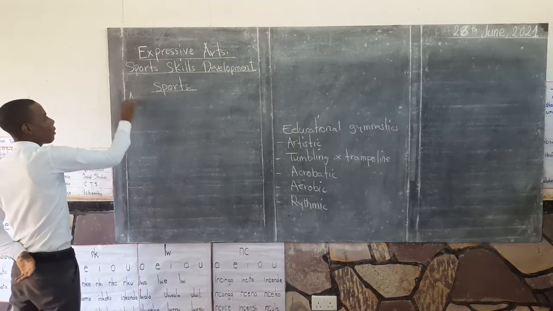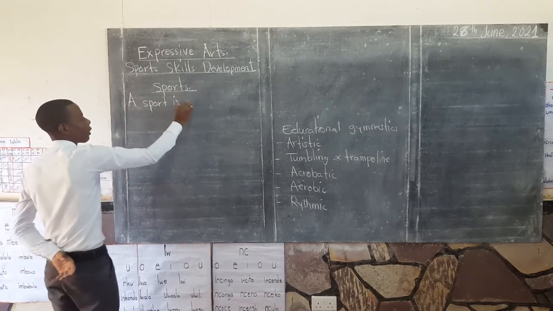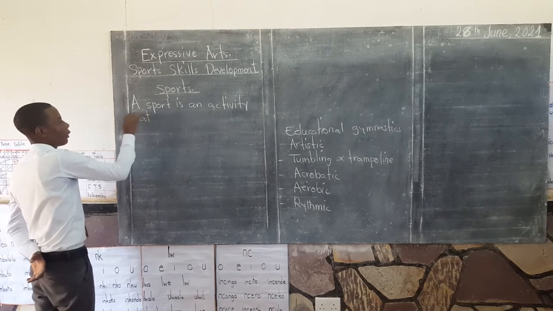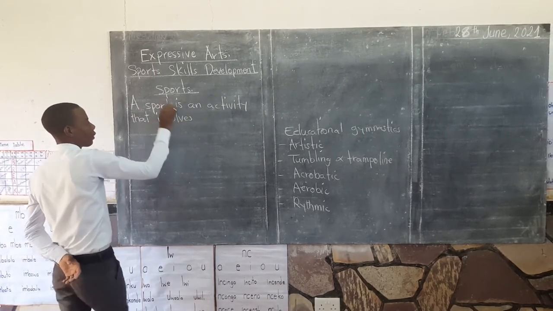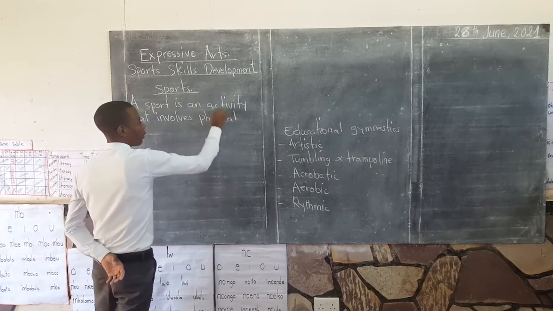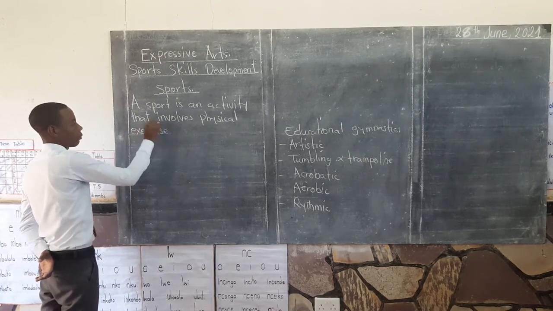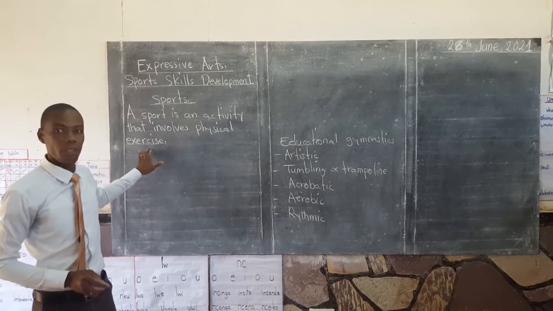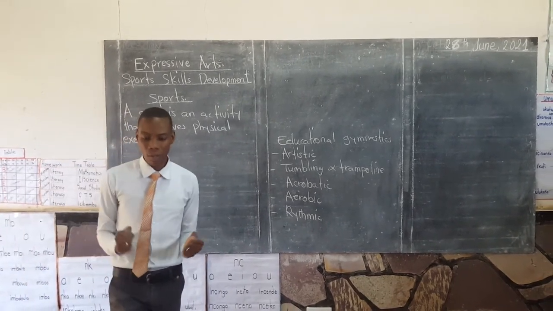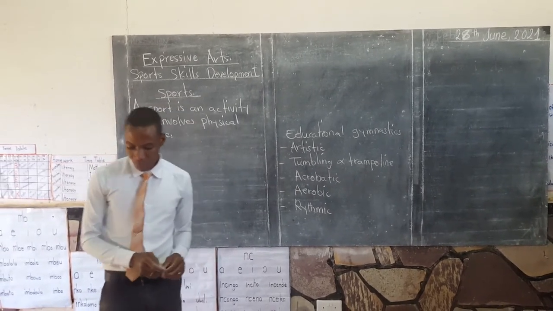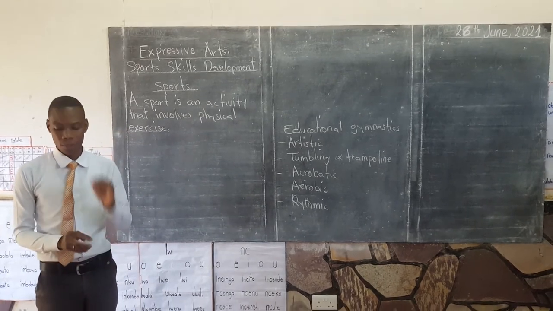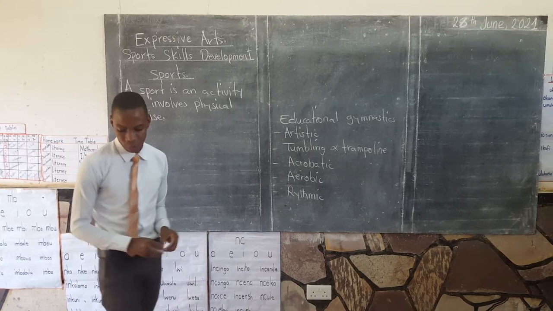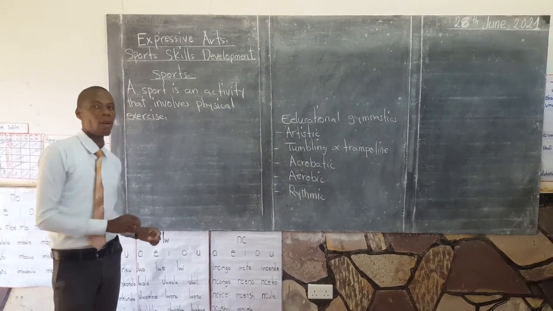So we are saying a sport is an activity that involves physical exercise. So what this simply means is that sports activities involve physical exercise. Something that you have to do with your power, with some strength in you. We are also saying they involve the use of skills in which an individual or a team competes against one another or just for leisure.